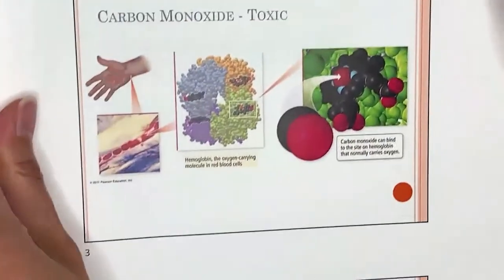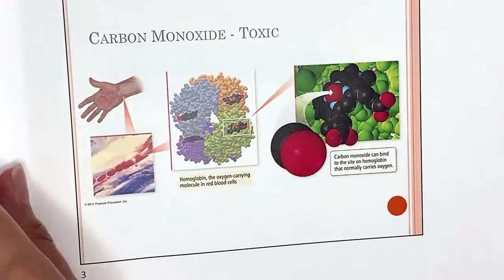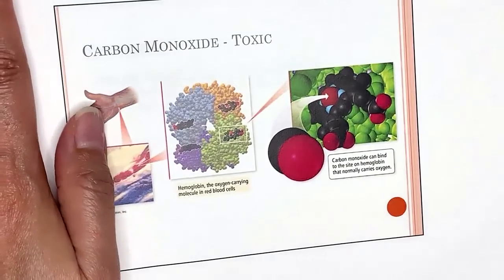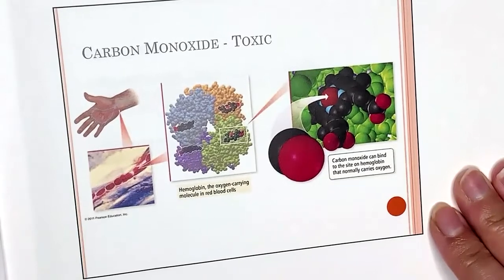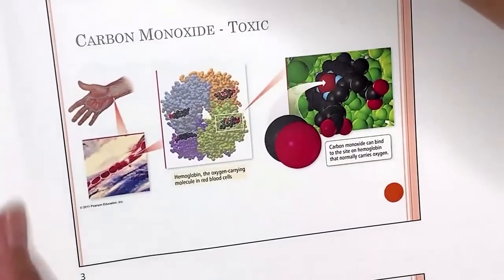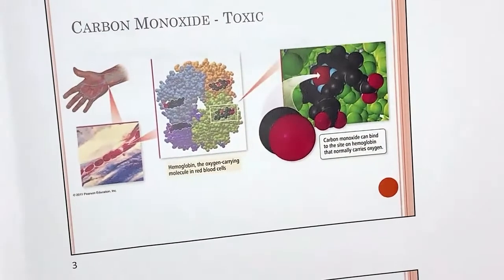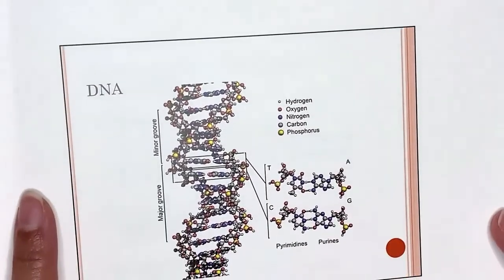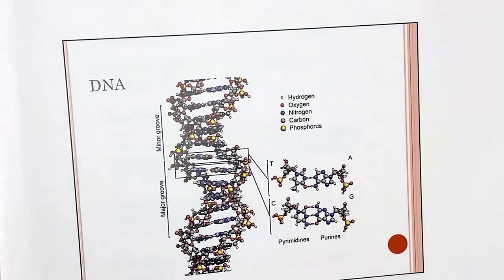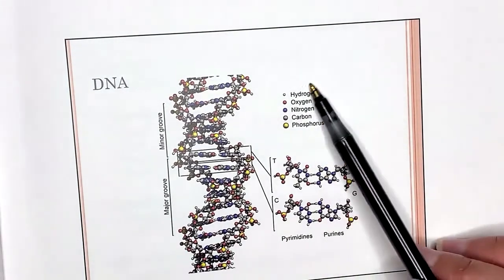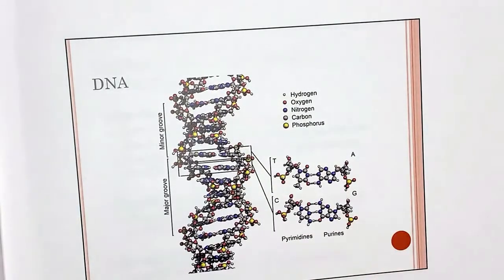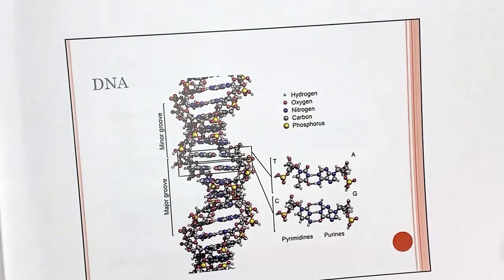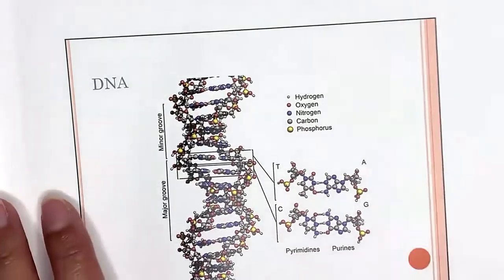Now, why is this important? Carbon monoxide is toxic because of the shape it takes, and it can actually bind to the site where hemoglobin is, and that can give us problems, basically. Another example of a cool molecule is our DNA. DNA is made out of all these little atoms here, and they are connected in a double helix with different interactions between these atoms and molecules. And that makes us who we are.